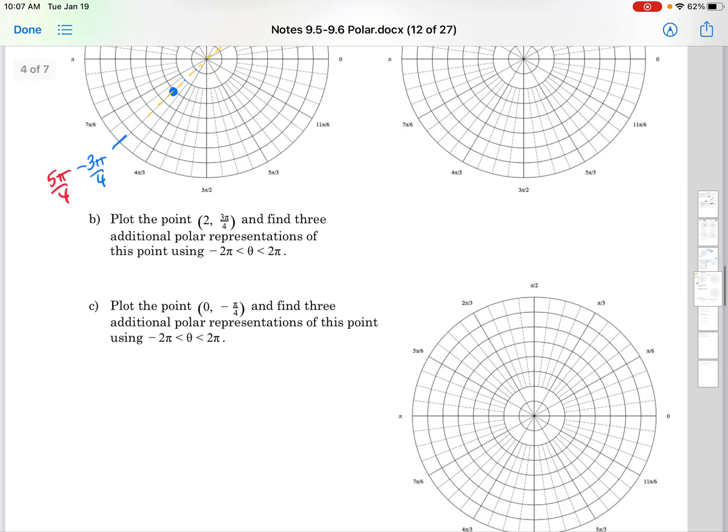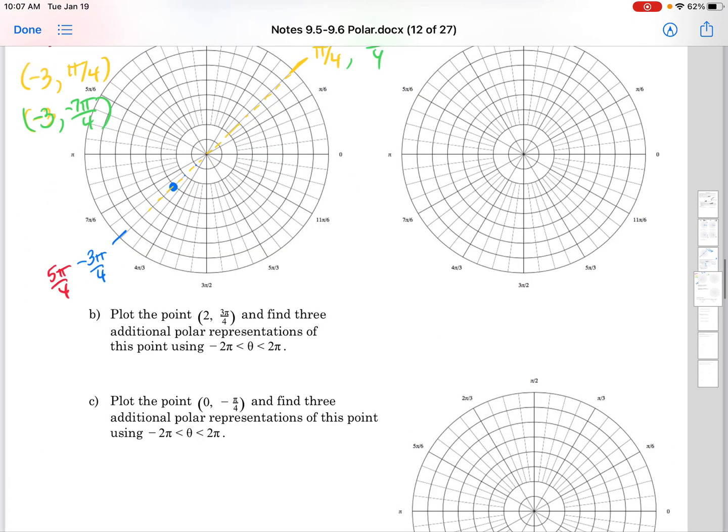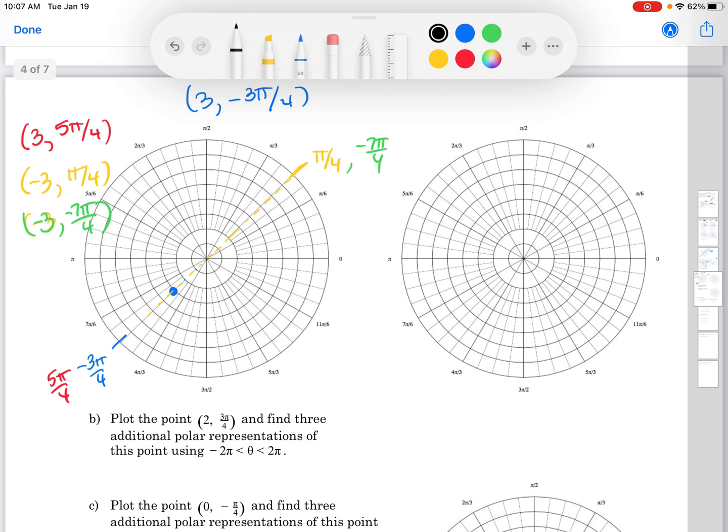All right, so we're going to do the same thing. Running out of space here, we'll do B up top. Why not? I'm sorry, this got all messed up when I switched it to a PDF. All right, so we're going to plot 2 comma 3 pi over 4. 3 pi over 4 is right here. And 2 circles out would be this point right here. All right, so I want a few more ways of representing that same point.